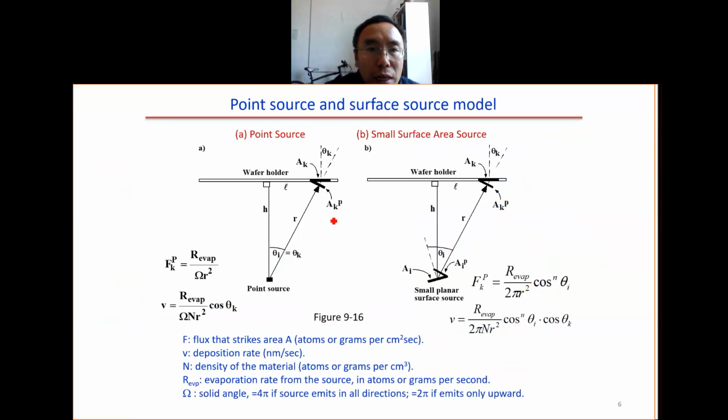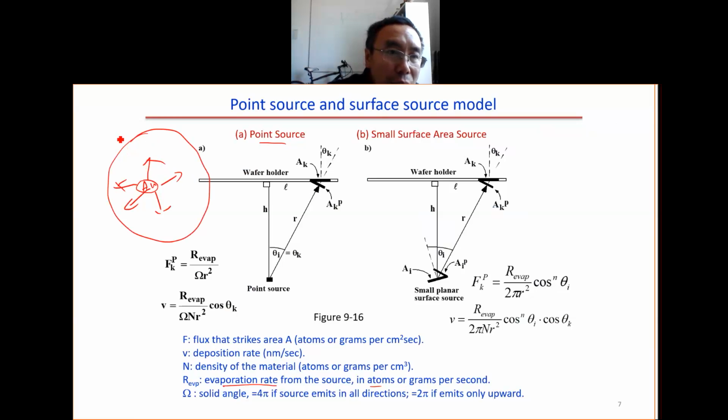Now we look at the evaporation rate. One example is the point source. R is the evaporation rate, and that can be atoms or grams per second. You can imagine if we have gold, we evaporate along all the directions. I will draw a circle here. The surface area of the sphere is 4πr². The total evaporation rate is R. Then the flux here is given by R divided by 4πr².